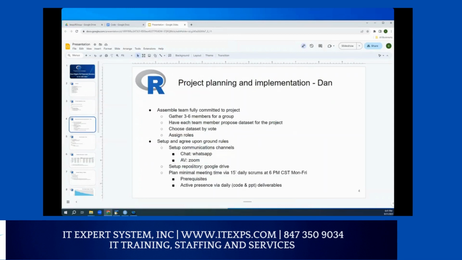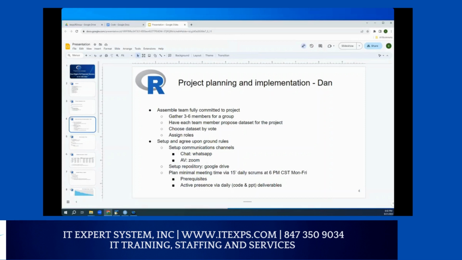In terms of project planning and implementation, we assembled a team fully committed to the project and bound by our ground rules. We assembled the team of 3 members. We had each team member propose a data set for the project. We chose the data set by vote, and then we assigned the roles and responsibilities for the project. We also set up upfront the ground rules, and we agreed upon them before starting working on the project.